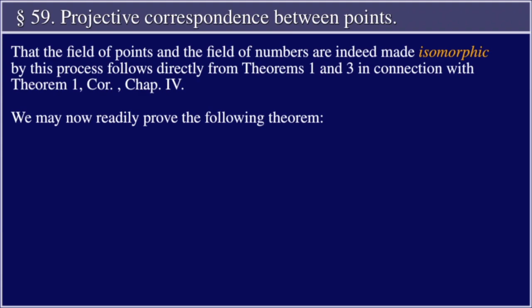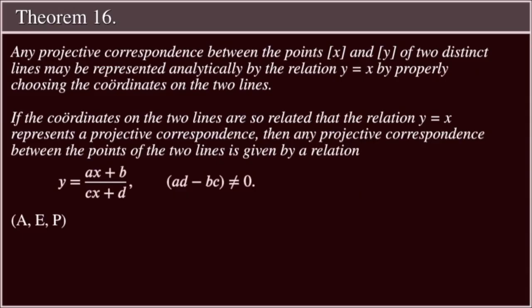We may now readily prove the following theorem. Theorem 16. Any projective correspondence between the points of the pencil X and the pencil Y of two distinct lines may be represented analytically by the relation y equals x by properly choosing the coordinates on the two lines. If the coordinates on the two lines are so related that the relation y equals x represents a projective correspondence, then any projective correspondence between the points of the two lines is given by a relation y equals ax plus b divided by cx plus d, where ad minus bc is not equal to 0. Assumptions A, E, and P.